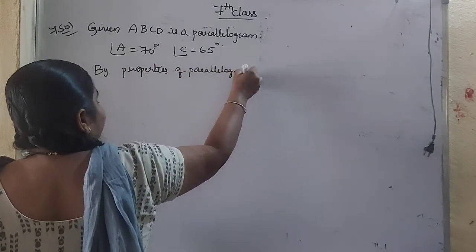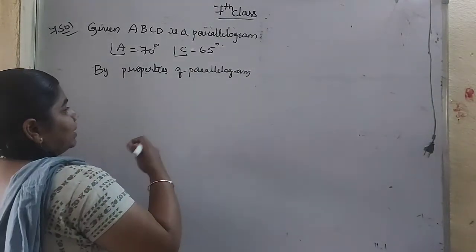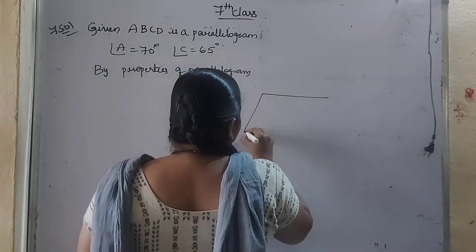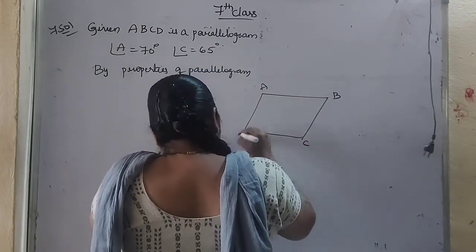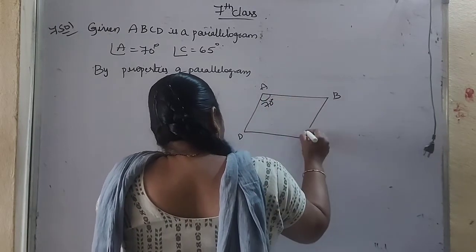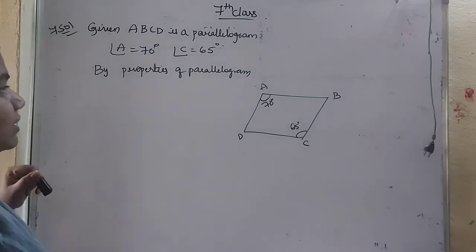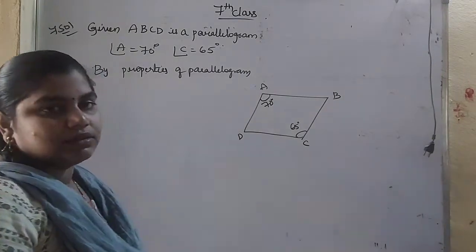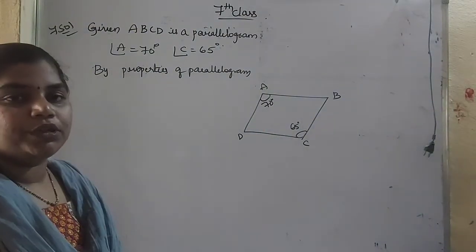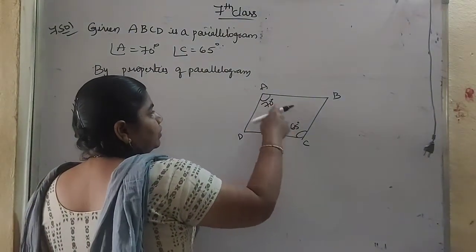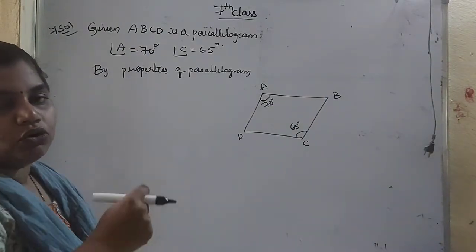By the properties of parallelogram, we know that the opposite angles will be equal. That means angle A will be equal to angle C. So if I draw a parallelogram ABCD, angle A value they have given as 70 and angle C value they have given as 65. So these two angles should be equal by using the properties of parallelogram. But these two angles are not equal. That means it will not form a parallelogram here.